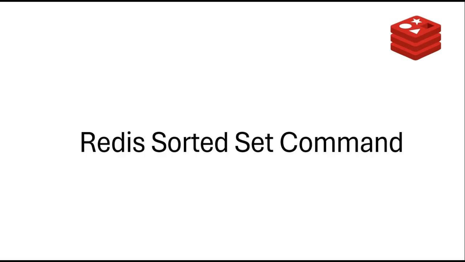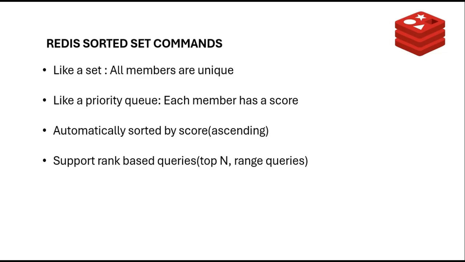So let's learn about Redis sorted set commands. A sorted set is like a set. All the members here are unique, and each member has a score, just like a priority queue. Automatically, all of them are sorted by the score in ascending order. It also supports rank-based queries, and we will see these examples when we write those commands in the Redis CLI. So basically, it looks like this.